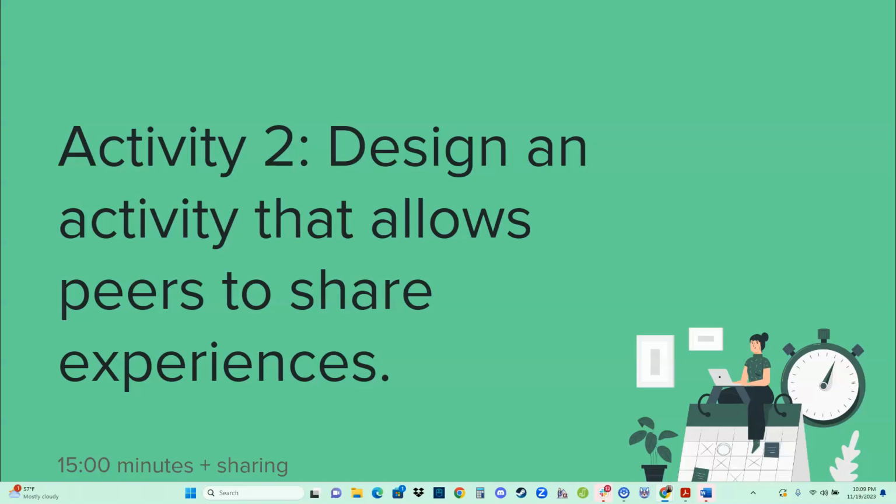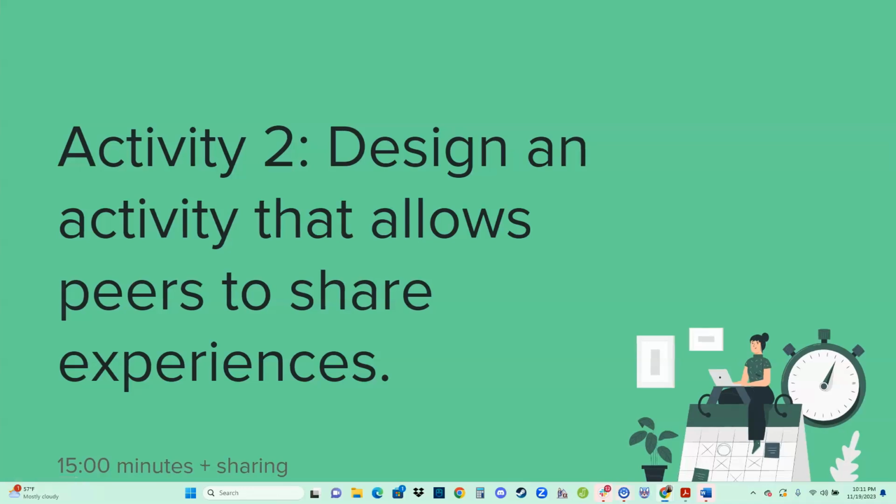And then once you have your activity designed, we're going to share our activities. So you can do more than one. And then whatever time allows, we can share those activities and see what we think and see what we can learn from each other. So I'm going to go ahead and pause this recording here so that way you can take those 15 minutes and engage in the activity.